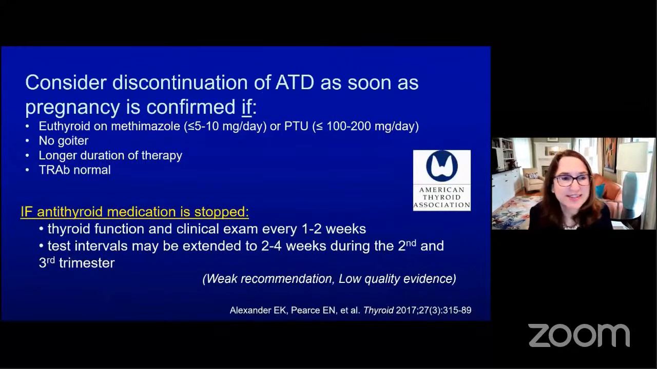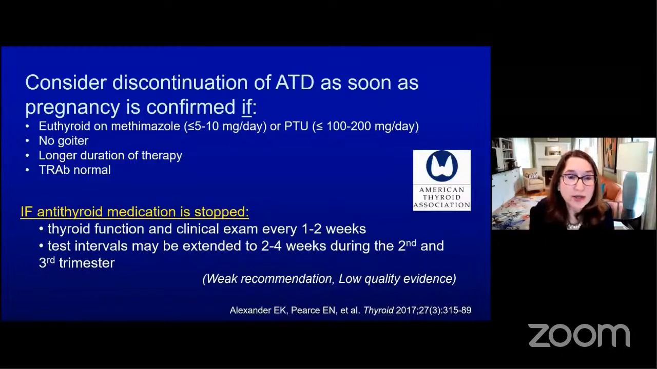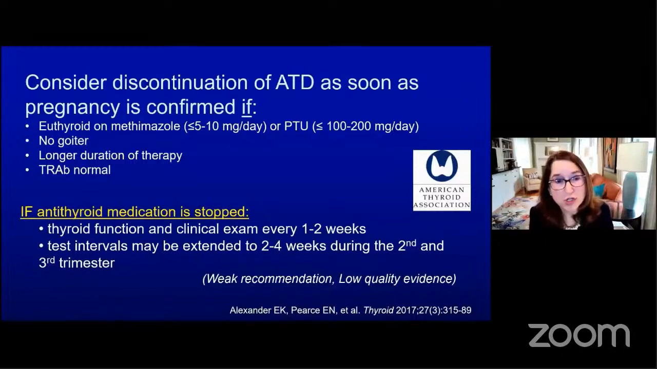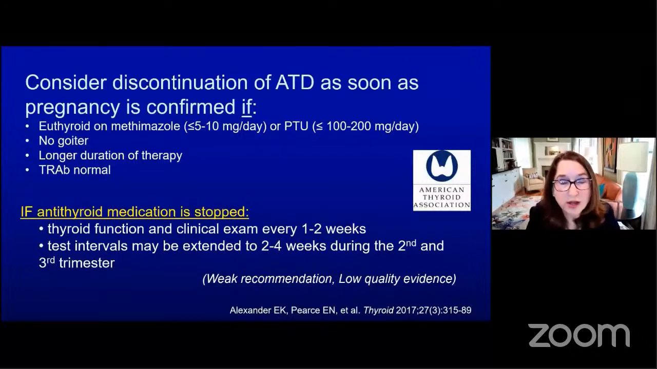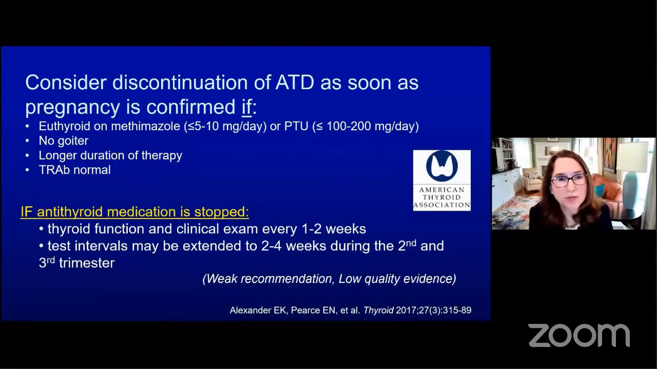Consider antithyroid drug discontinuation as soon as pregnancy is confirmed. This is a strategy that is suggested in the ATA guidelines, but importantly is not validated in any prospective studies. This is not for all comers. So this is not saying that all patients can stop antithyroid drugs as soon as they're pregnant, but patients who we think are essentially still on antithyroid drug but already in remission are patients to consider for this approach. So these would be women who do not have a big goiter, who do not have a high TSH receptor antibody titer, and who are fully euthyroid with normal TSH on low dose methimazole or PTU.